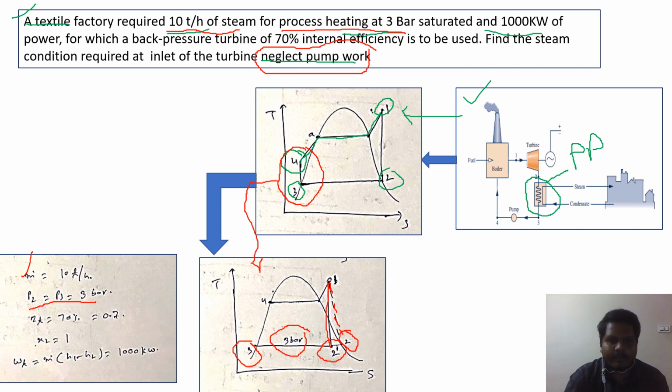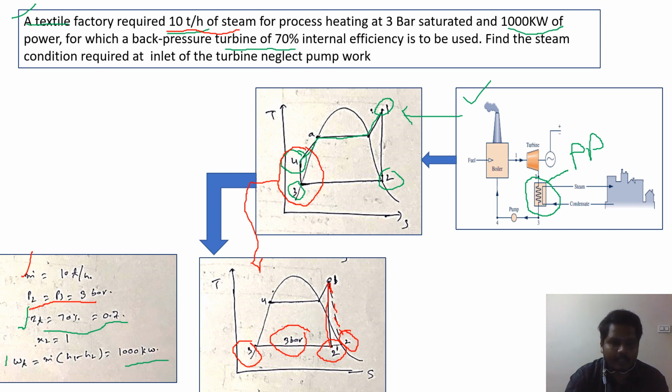And also they given in the problem, turbine efficiency of 70%. So efficiency of the turbine equals 70%, that is 0.7. And also they given 1000 kilowatt of power, which is the turbine work. Turbine work is 1000 kilowatt hour.